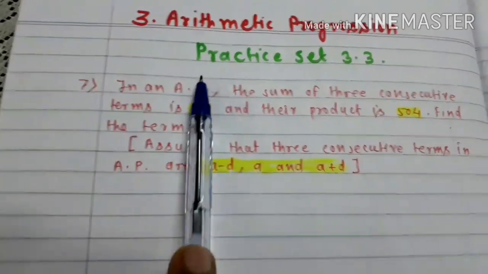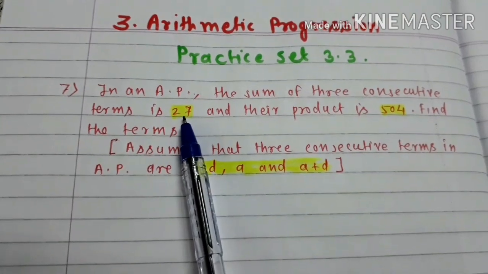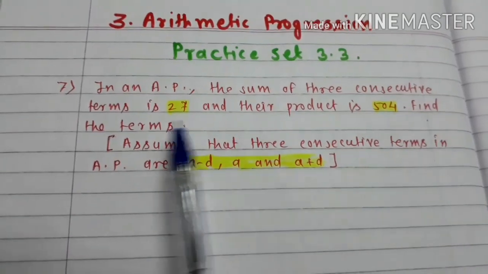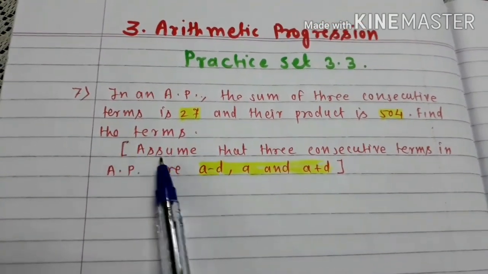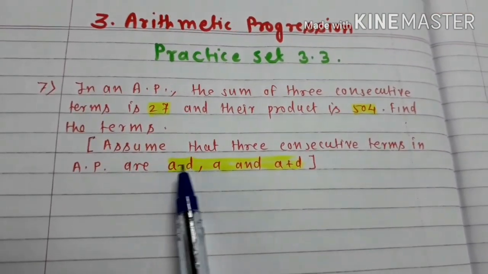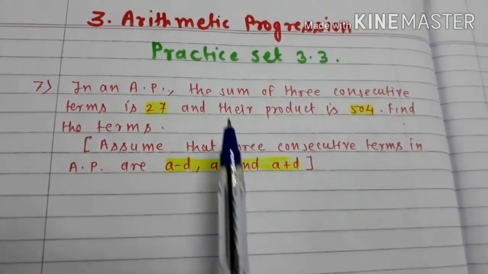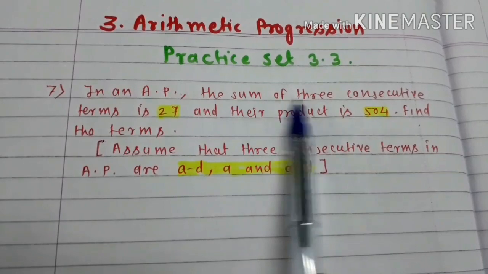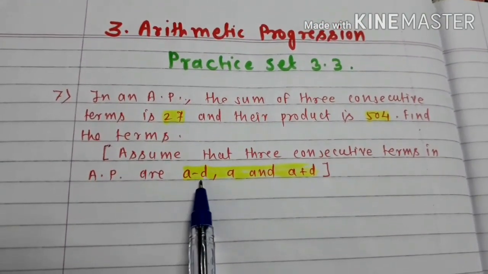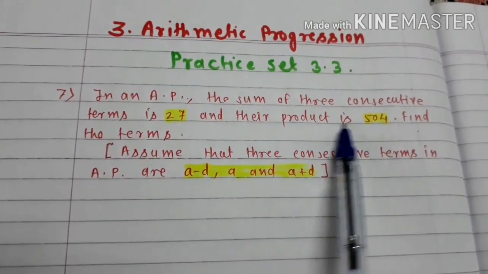in an AP the sum of 3 consecutive terms is 27 and their product is 504. Find the terms. Assume that 3 consecutive terms in AP are a minus d, a and a plus d. So here we have to find the sum of 3 consecutive terms, and 3 consecutive terms are a minus d, a and a plus d, and their product.